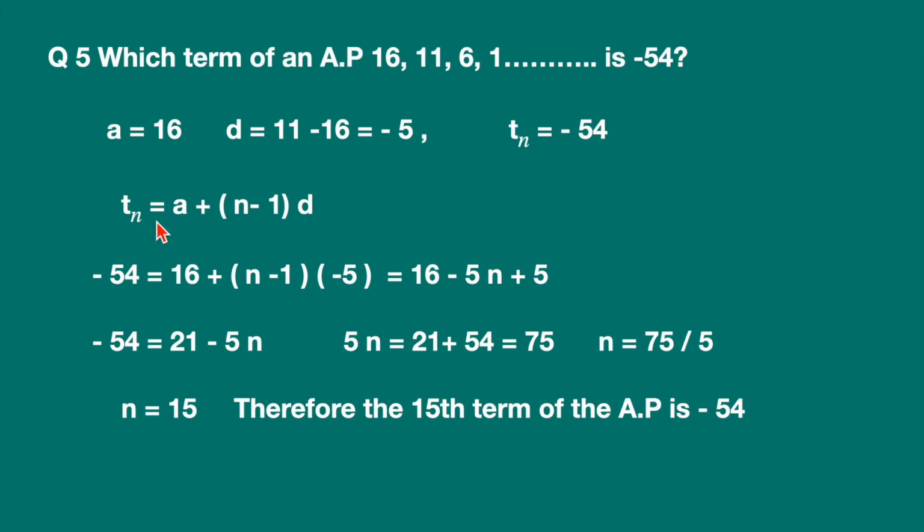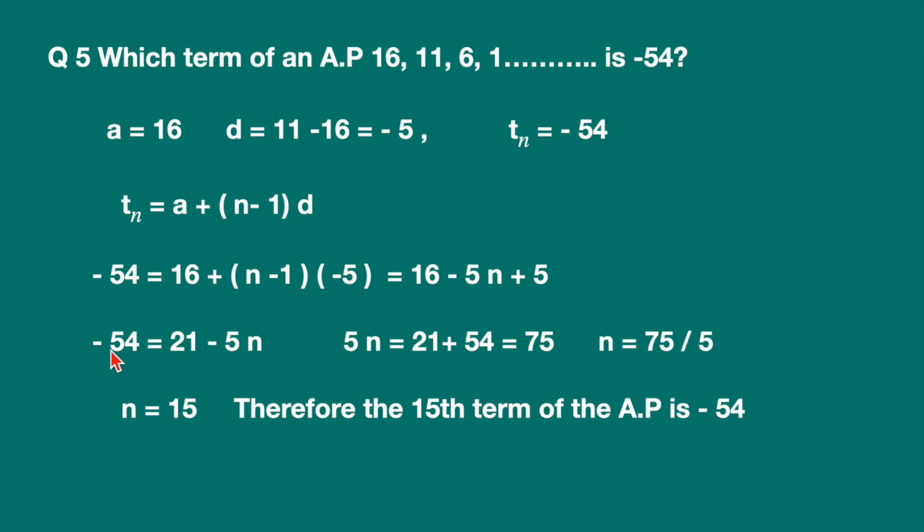So here Tn is equal to a plus (n minus 1)d. The nth term is minus 54, write it. a is 16. n we do not know, leave it as it is. d is minus 5. Now open this bracket: minus 5 into n will be minus 5n, and minus 5 into minus 1 is plus 5.